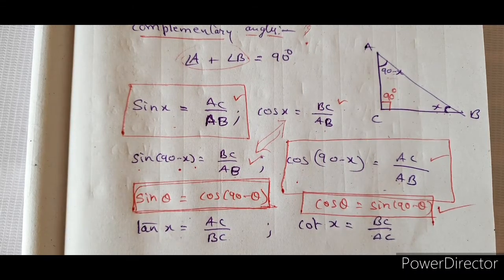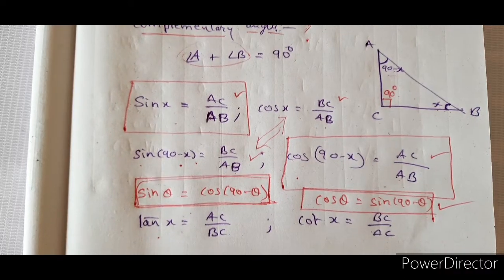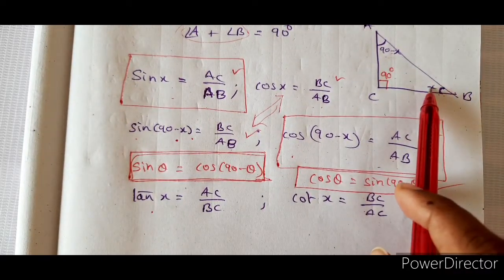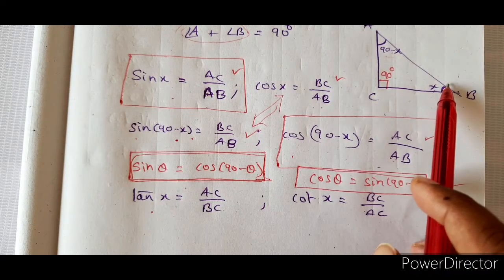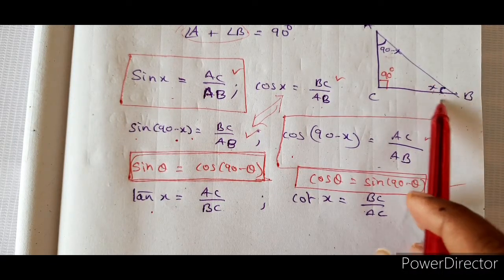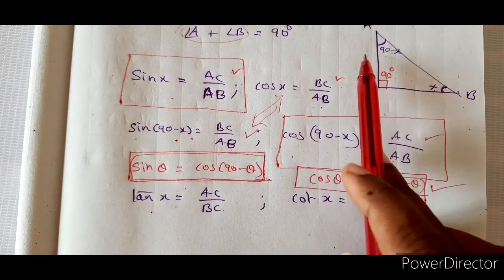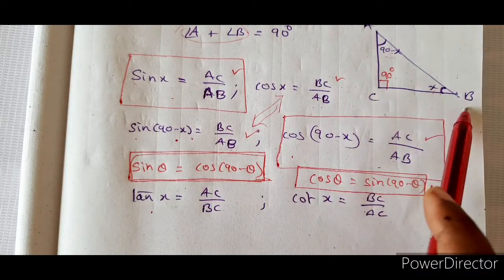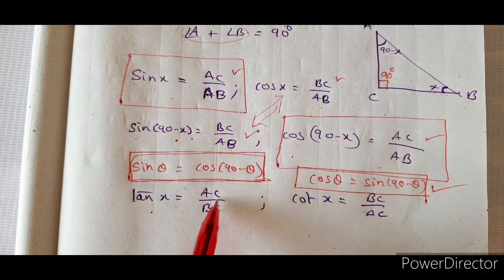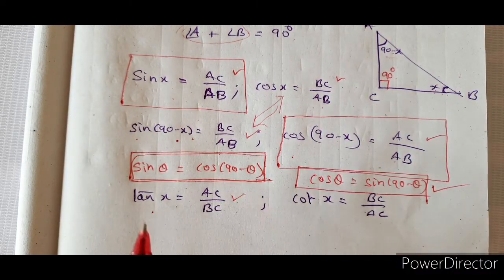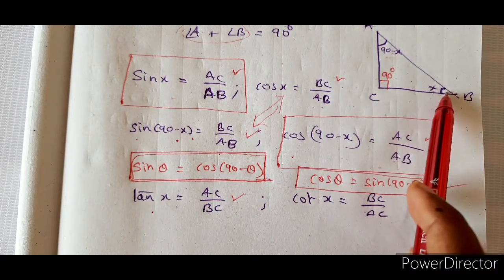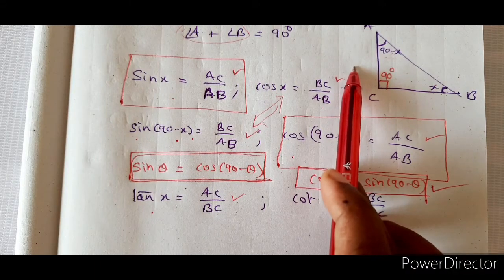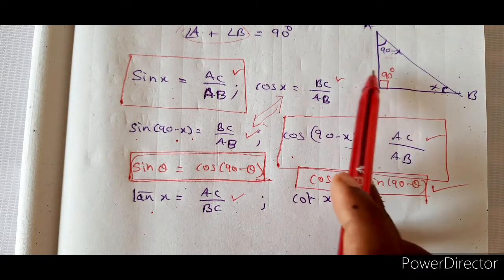Let us see the same in case of tan x. The trigonometric ratio of tan of this angle is defined as opposite by adjacent side. Opposite is AC by BC, so AC by BC. Perfect? Now take cot x. What is cot x? Reciprocal of tan x. That means adjacent by opposite.